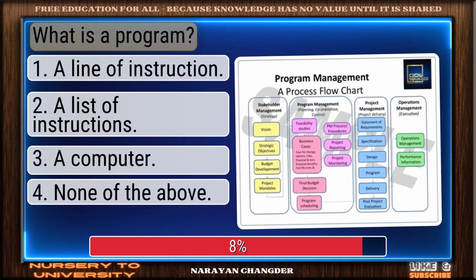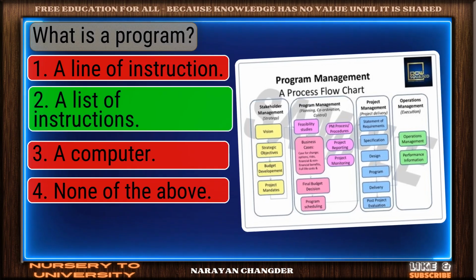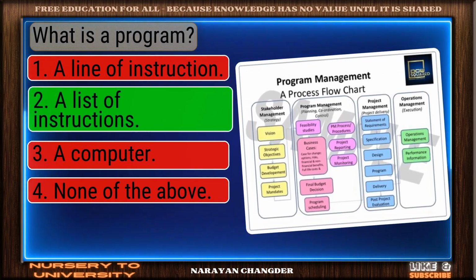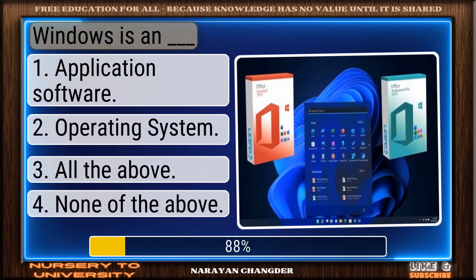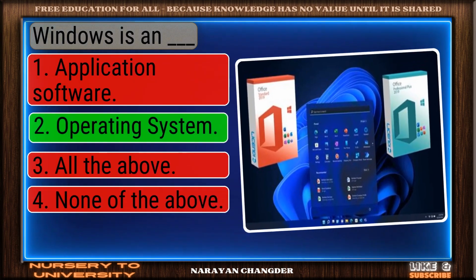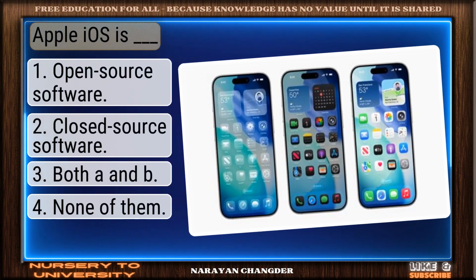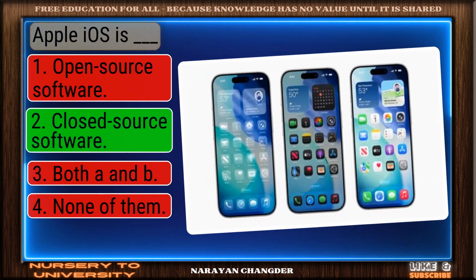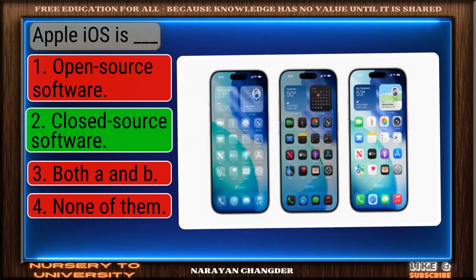What is a program? Smart move. A list of instructions is an accurate answer. Windows is on Dash. Well reasoned. Operating system is the correct choice. Apple OS is Dash. You're right. Closed source software is the correct answer.